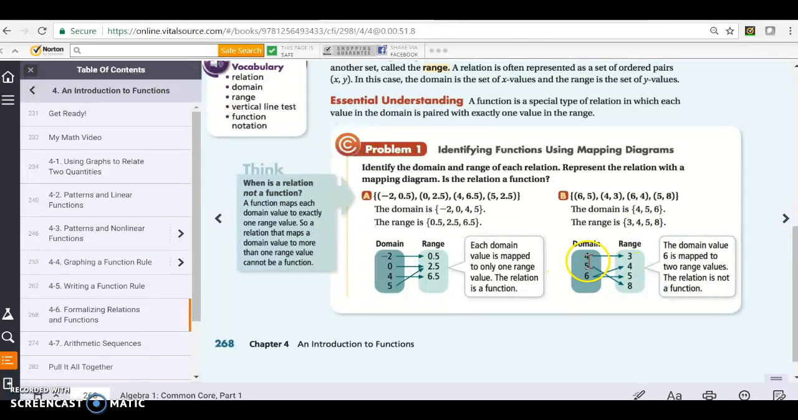And so again, I have 4 goes to 3, 5 goes to 8, 6 goes to 4, and 6 goes to 5. Well, I can't have that, so the domain value 6 is mapped to two range values, so the relation is not a function.